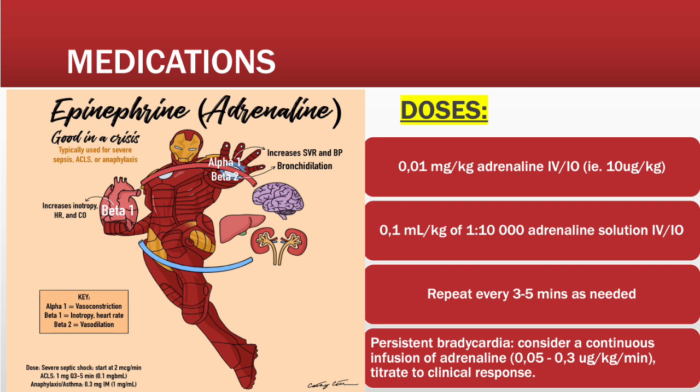So medications that we can use include adrenaline. This is for symptomatic bradycardia that persists despite effective oxygenation and ventilation. It has stimulatory effects on the alpha and beta adrenergic receptors. The beta adrenergic activity increases the heart rate and contractility, and the alpha adrenergic activity causes vasoconstriction.